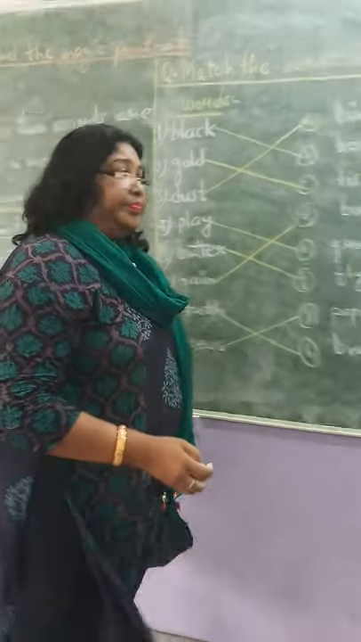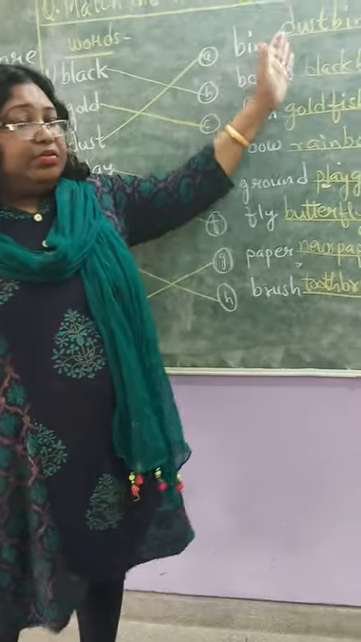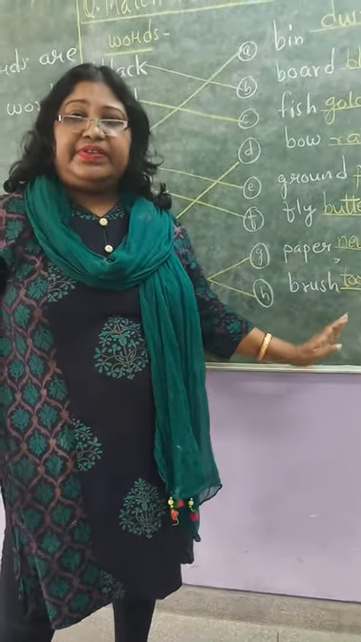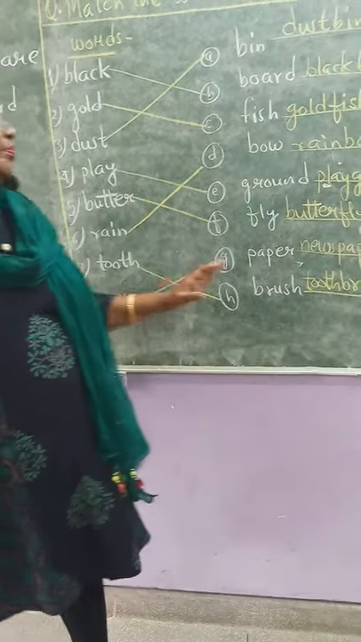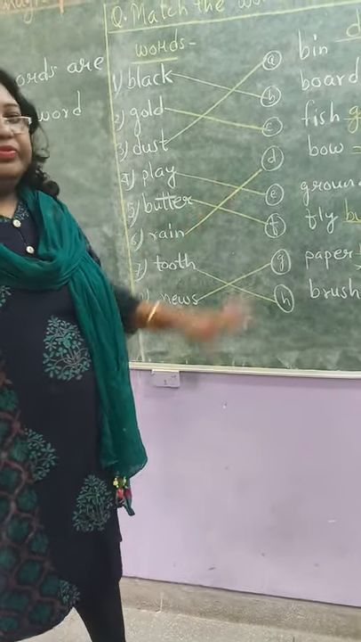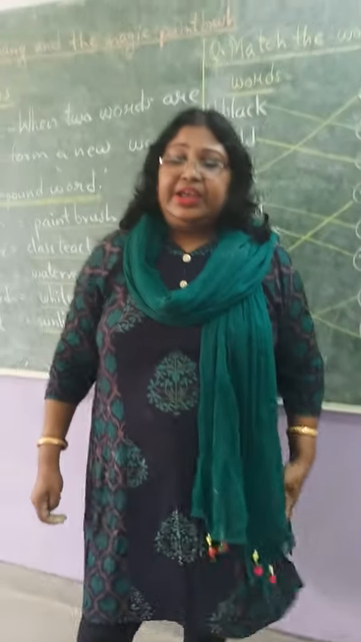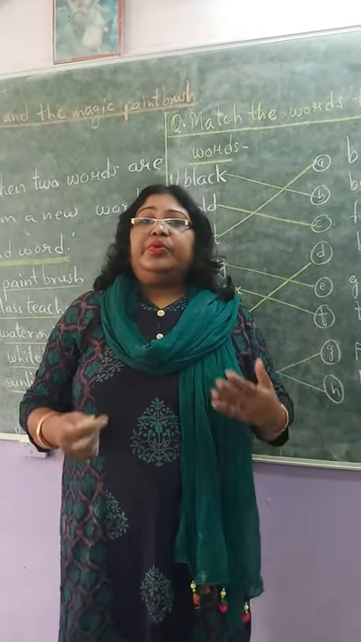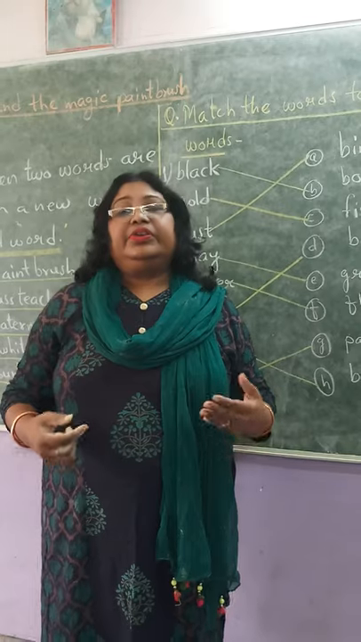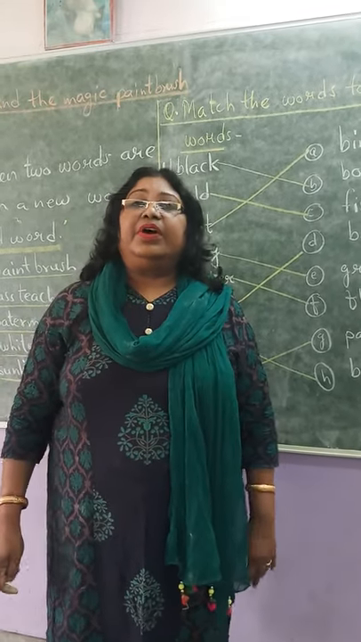So children, all the yellow colored words are compound words. They are the new words which are made from these two sets of words. Learn it and make 10 more new compound words yourself. That is the homework. Thank you.